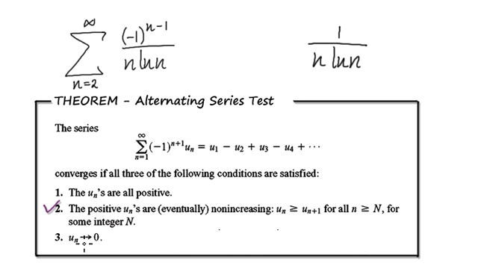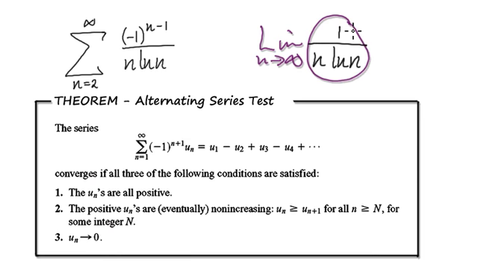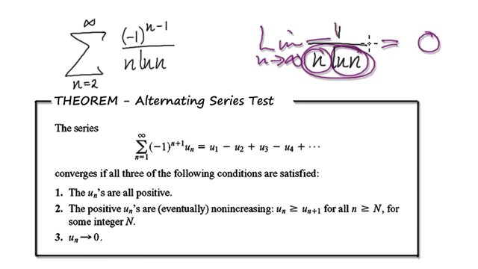For condition 3 to be satisfied, we need to make sure that the limit of u_n heads towards 0 as n heads towards infinity. Well, you can see that this will head towards 0, because this is going to get bigger and bigger, and this is going to get bigger and bigger. Multiply the two things that are getting bigger and bigger, and 1 divided by that, the limit will be 0. So this has been satisfied.